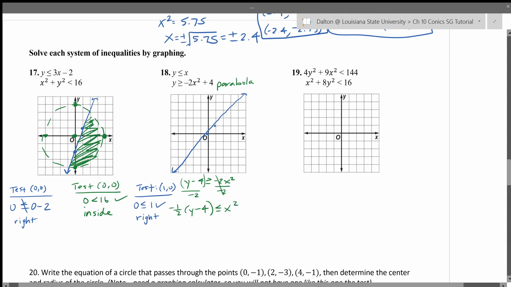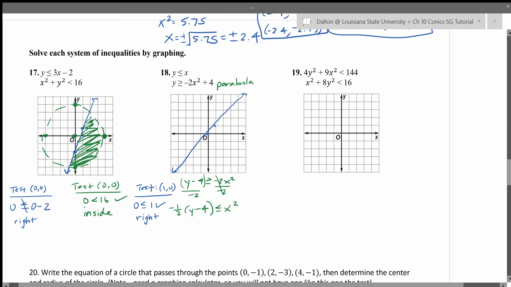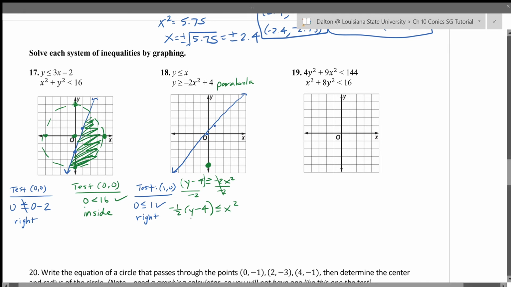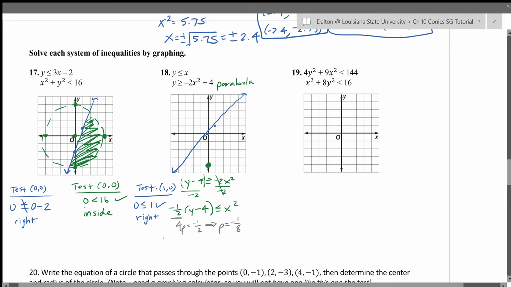Okay, so this is currently in the format that we need it to be in. So let's say the vertex of this parabola is going to be, there is no x movement, so it's just going to be down 4. So there's the vertex. To graph the focus, we need to figure out what p is. Well, we know that the coefficient of the non-squared term, -1/2, is 4p. So if 4p is -1/2, and we divide both sides by 4, then that implies that p is actually -1/8.